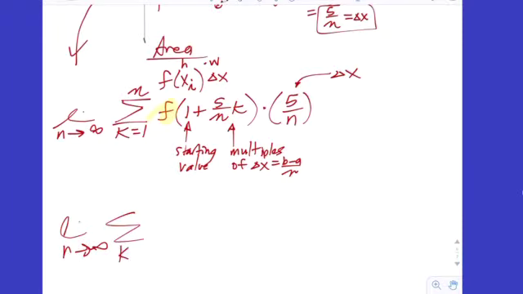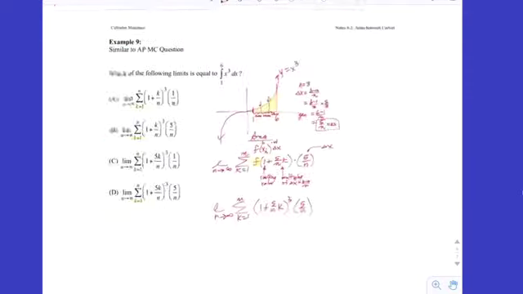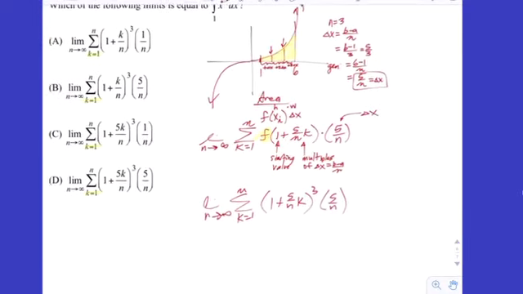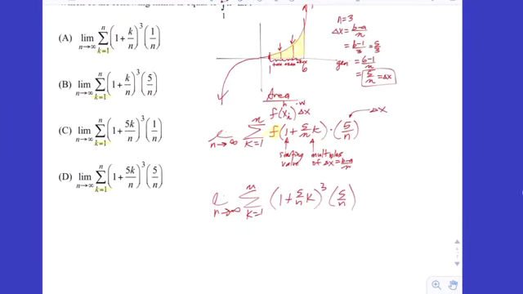Yeah, thank you, Jovan. That could be any function. If it were like sine of x, you would plug that into sine. This is x cubed, so it's going to be that thing cubed times 5 over n. And so, Jovan, you thought it was D? D is the right answer, yeah. D is the right answer.